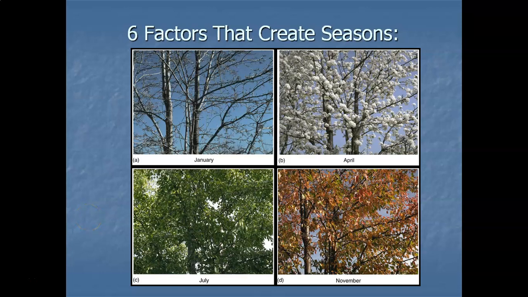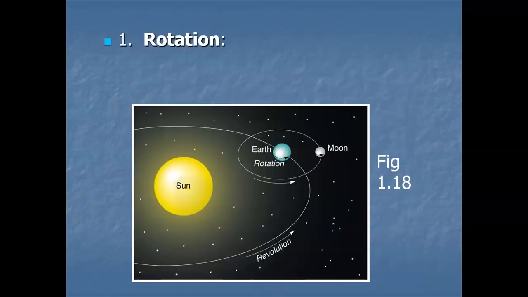Lecture number 3, the seasons. We're going to begin by going over 6 factors that work together in interaction that create winter, summer, spring, and fall. So we're going to go over why it's hot and why it's cold and why we have intermediate seasons in between. And the 6 factors begin with the fact that the Earth rotates.